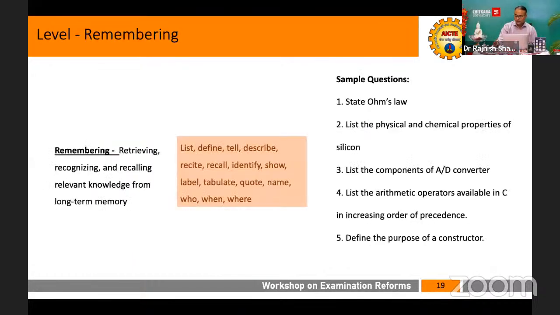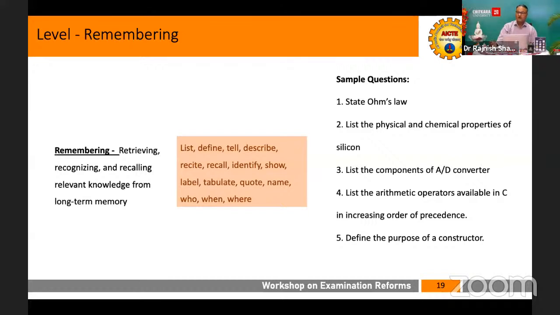Here, in the next few slides, what I am going to do is show you some questions which should be aligned with different levels of Bloom's taxonomy. Likewise, remembering is like retrieving, recognizing, and recalling relevant knowledge from long-term memory.